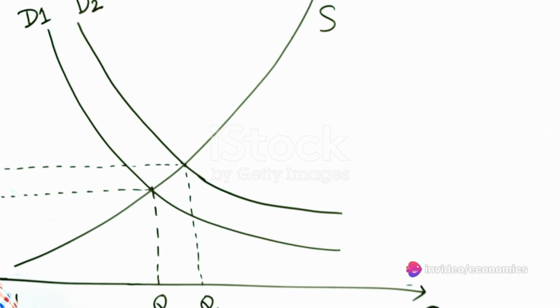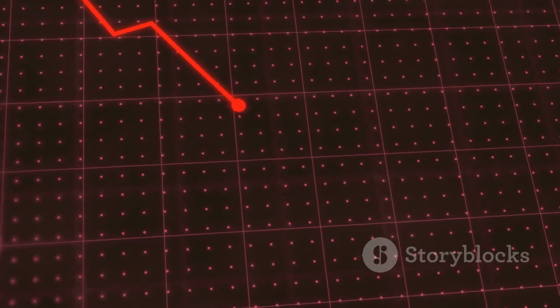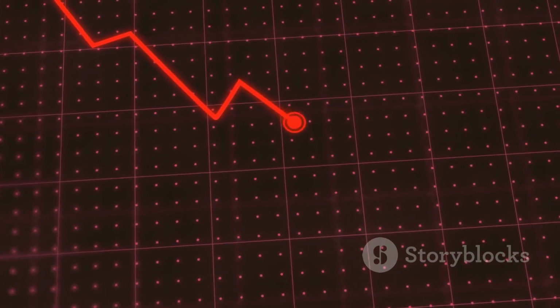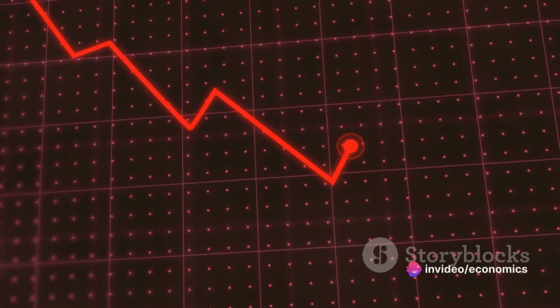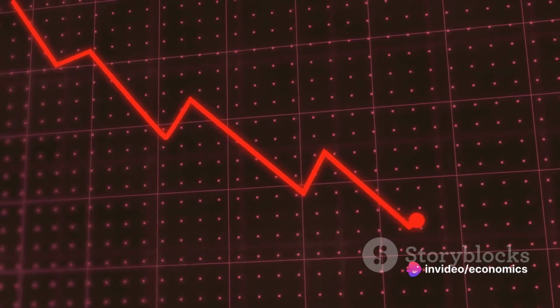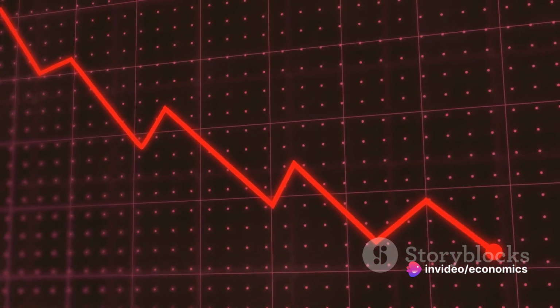Third, we have the demand curve. This is a graphical representation showing the relationship between the price of a good and the quantity demanded by consumers. It slopes downward from left to right, illustrating the inverse relationship between price and quantity demanded.